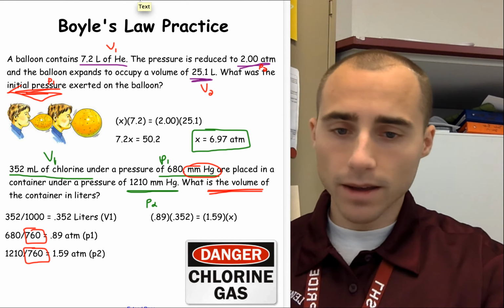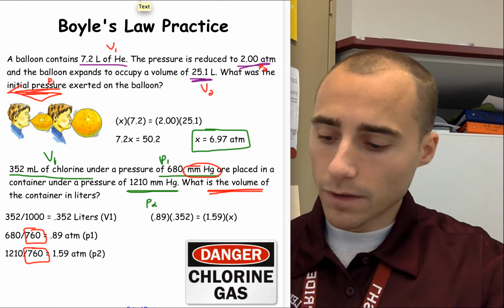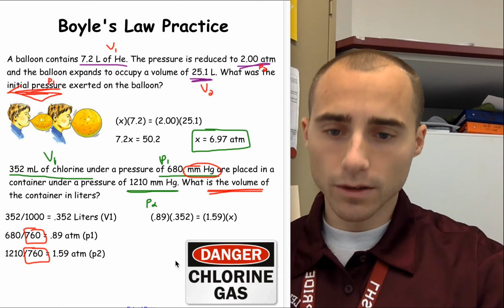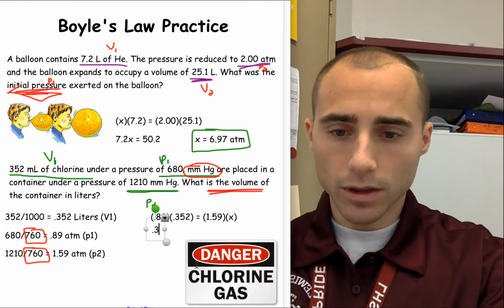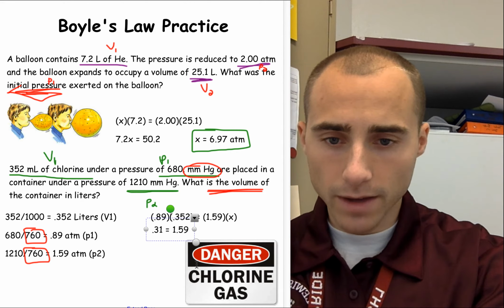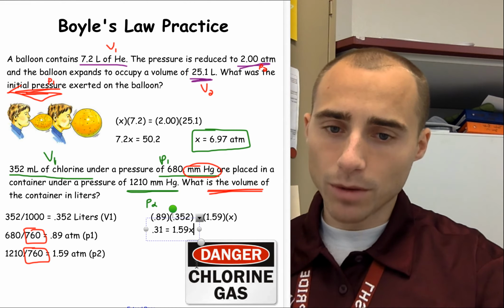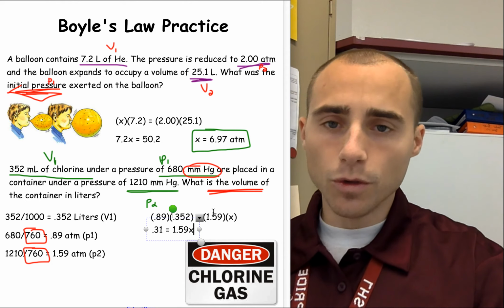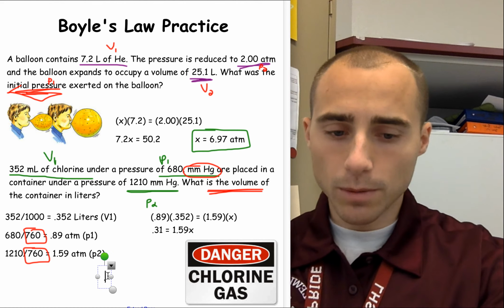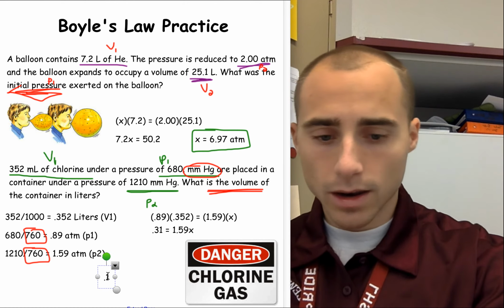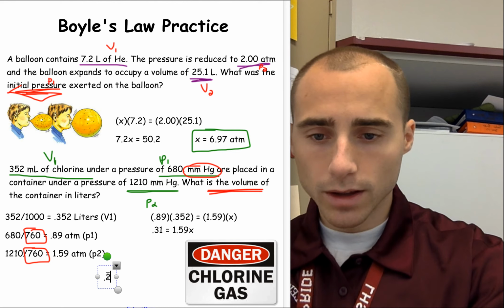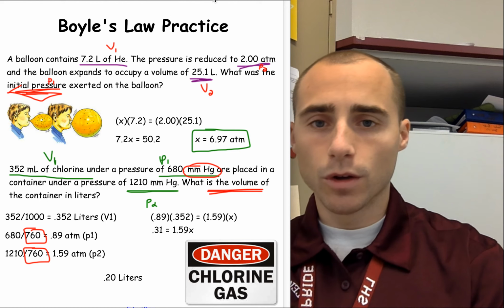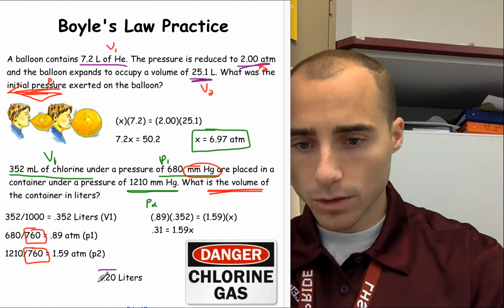Okay, let's do 0.89 multiplied by 0.352. It's going to give us 0.31 on one side of our equation here. So 0.31 is set equal to 1.59x. Divide both sides by 1.59, so 0.31 divided by 1.59. Our new volume, because we are solving for volume, is going to be 0.1... We're actually just going to round to 0.20 liters. That is going to be our new volume right there, 0.20 liters.